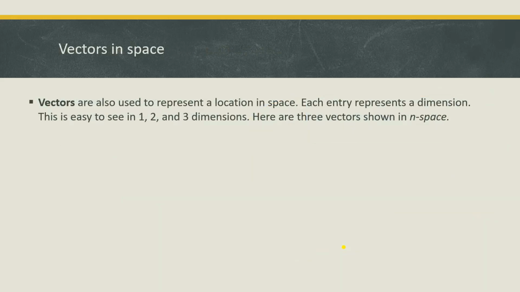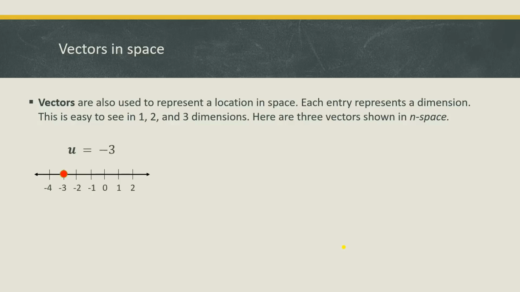Now let's briefly discuss vectors in space. So vectors are also used to represent locations in space, particularly on a graph or a coordinate grid. And each entry, whenever we do this, represents a dimension. So 1, 2, or 3 really are the only ones where we can actively visualize this. If we get into a vector with, say, 4, 5, 6, 7 entries, well, we can't visualize things in 5 dimensions, for example. But in 1, 2, or 3, we can see it and we can get an intuitive sense of what's going on. And so we discuss these in terms of n space.